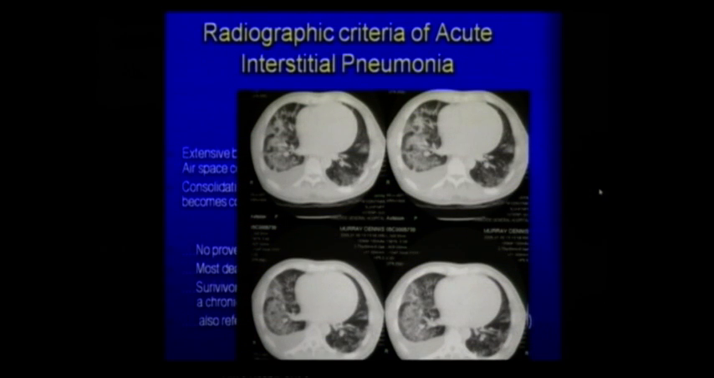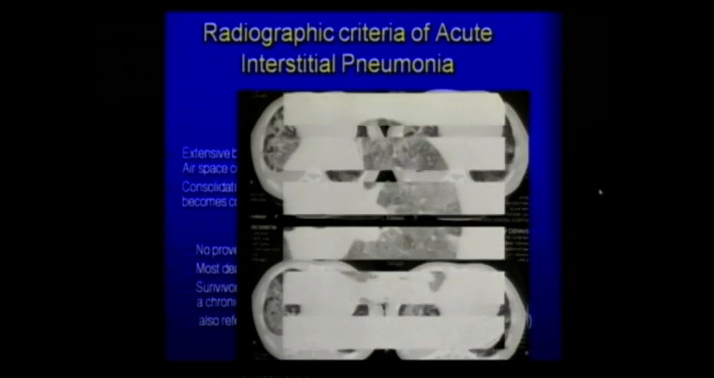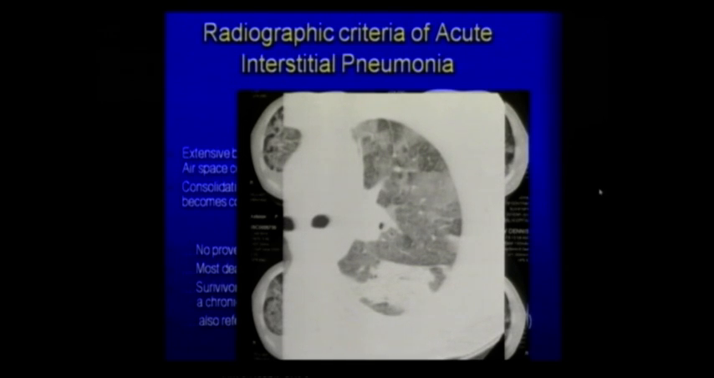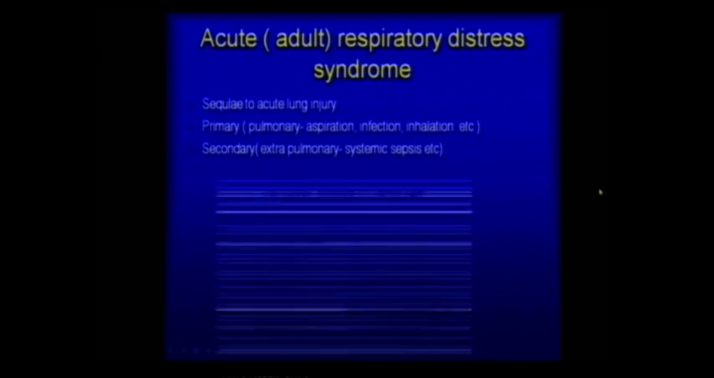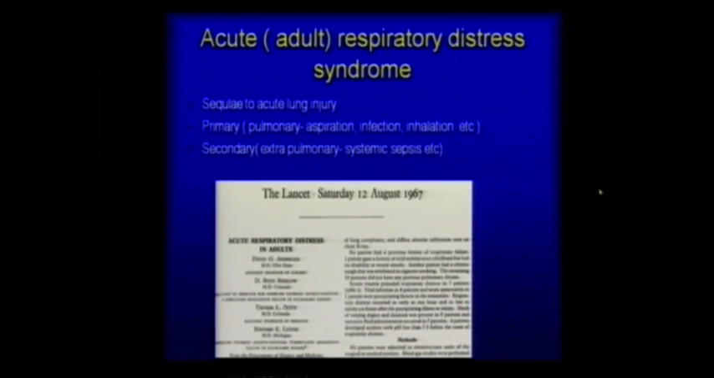If you look at the picture, this will be extensive like this. Pleural effusion is very common, though you don't find it in this particular case. See, hardly any lung is available for gas exchange. In between, what is ARDS? Is it acute respiratory distress syndrome or adult respiratory distress syndrome? Actually, it is a sequela to acute lung injury, and the original description in 1967 came as acute respiratory distress in adults. So it was both actually.